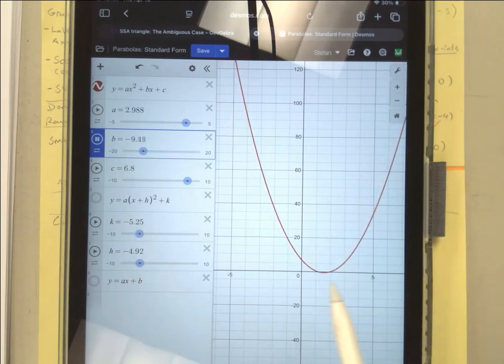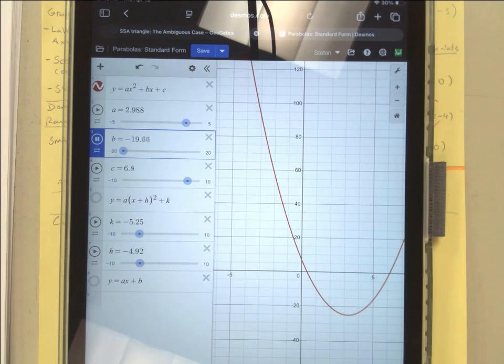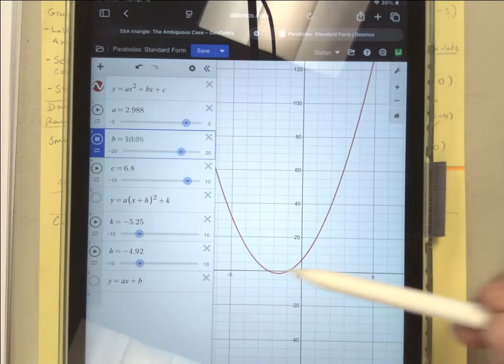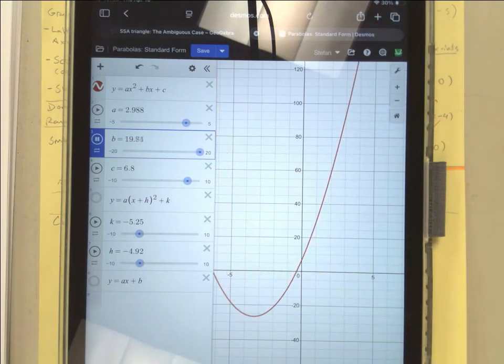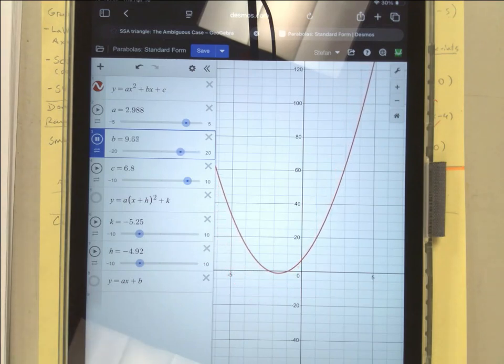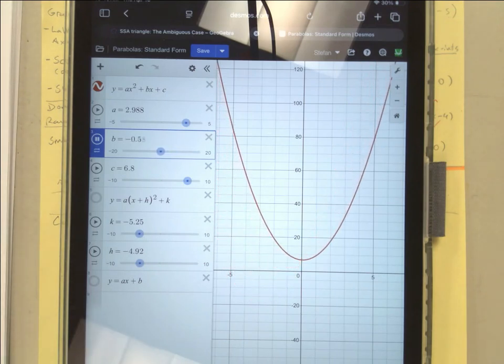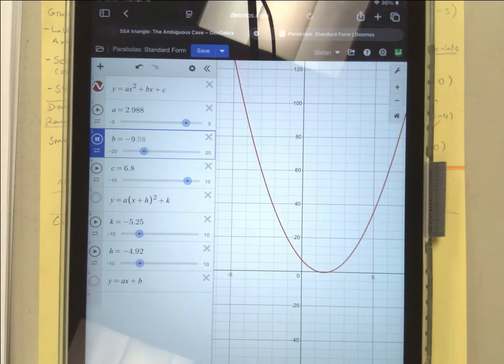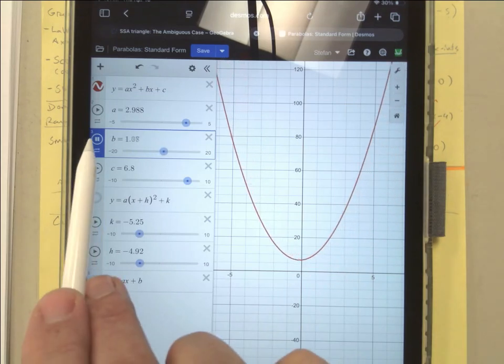If B is negative, it's like cradling a baby, right? That's what it kind of does. So it goes back and forth like that. That's what B does. I don't expect you to change the value of B ever. I don't expect you to know, oh, B is 5, what would it tell us? It doesn't tell us a whole lot, so we don't focus on it too much.